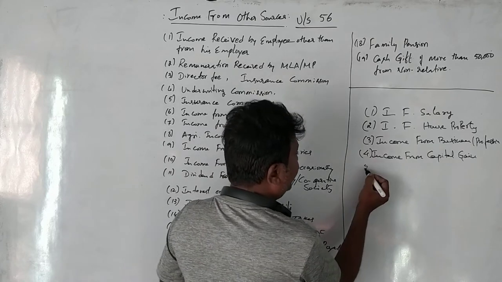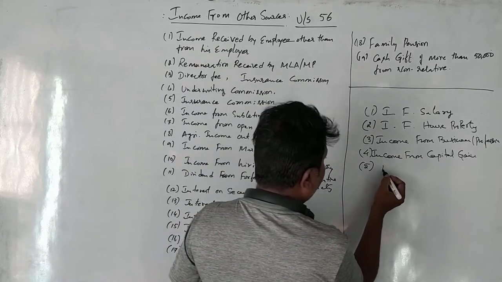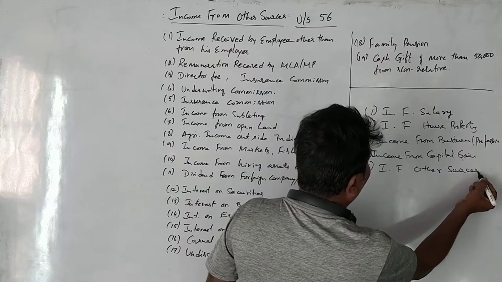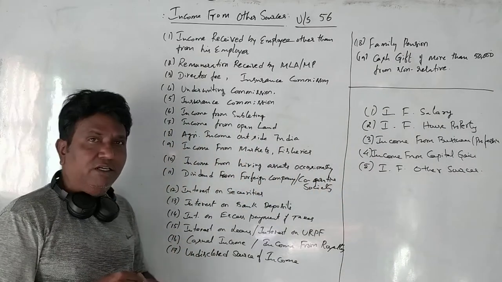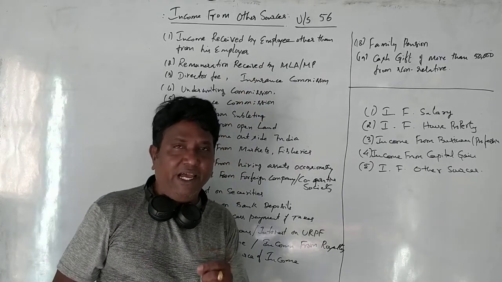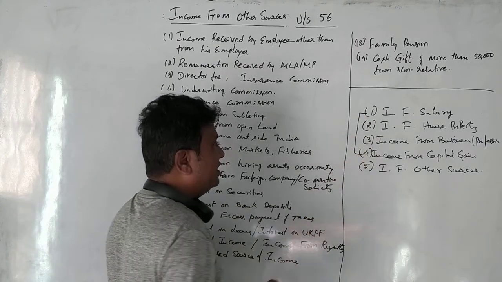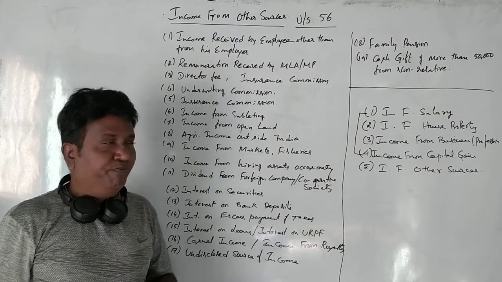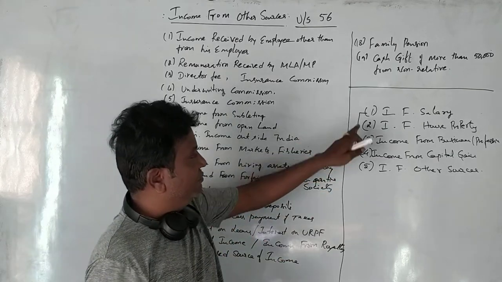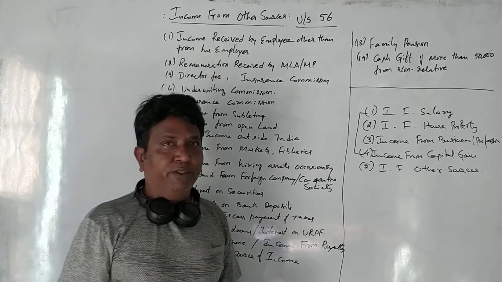Now, the fifth head of income, the fifth source of income for an individual, is income from other sources. Now, let us understand what is income from other sources. Under section 56 of the Income Tax Act of 1961, any income which is not covered under the first four heads of income, any income which does not fall within these four heads, we call it income from other sources.